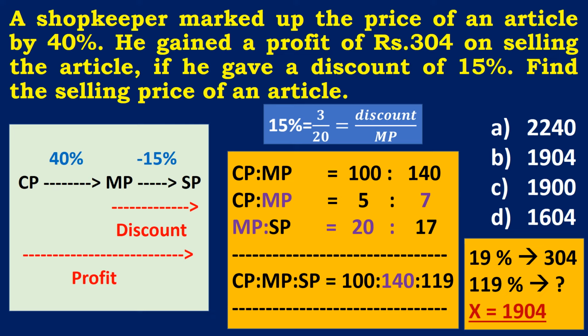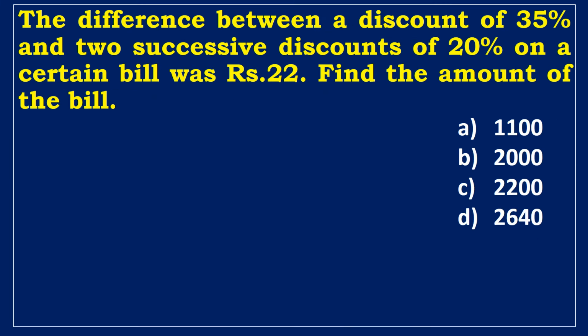First, find 1%, which equals 16. Then 119% is 119 into 16, which is 1904. Let's look at another example to better comprehend the discount concepts.